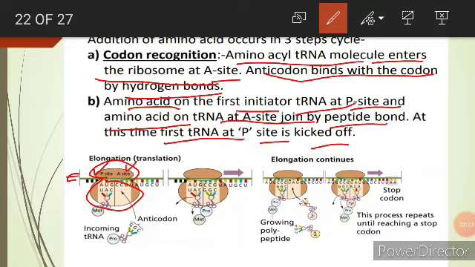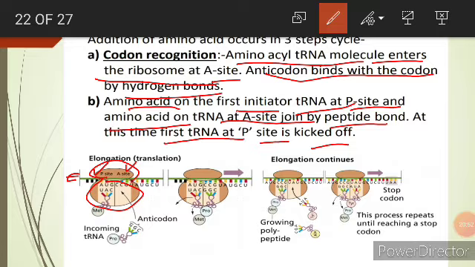And the amino acid with that tRNA is going to be attached at the P site. The tRNA which is present at the P site will attach with the peptide bond. So that's why the P site is called the peptide bond site. In this situation, at the P site, the first codon, first anticodon, mRNA, first amino acid, everything is first in the elongation.